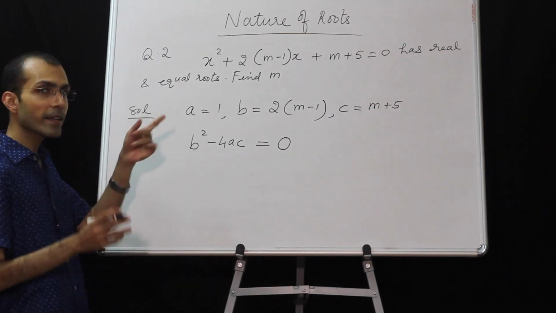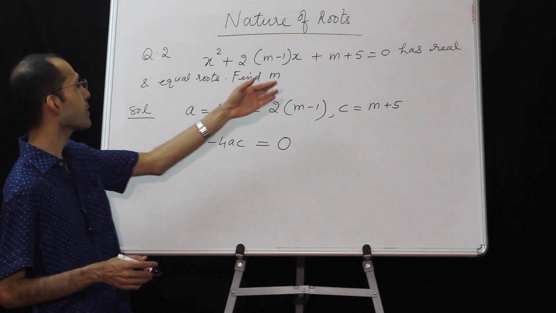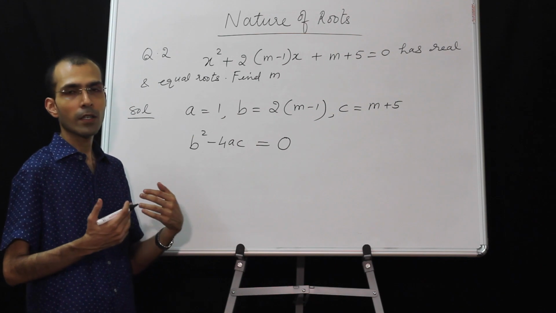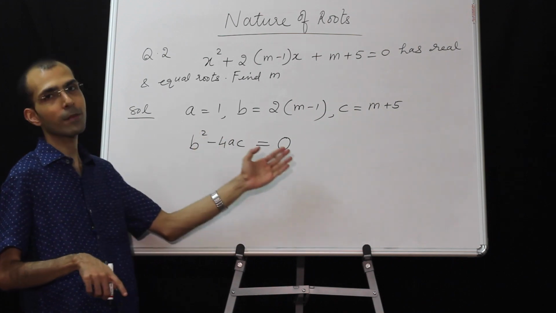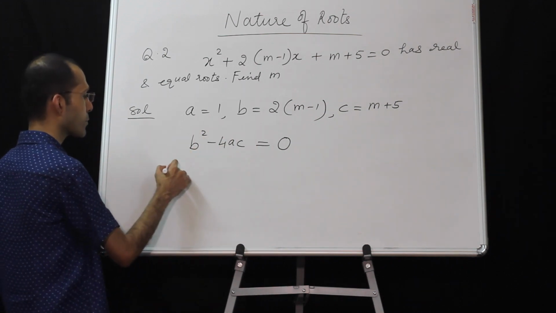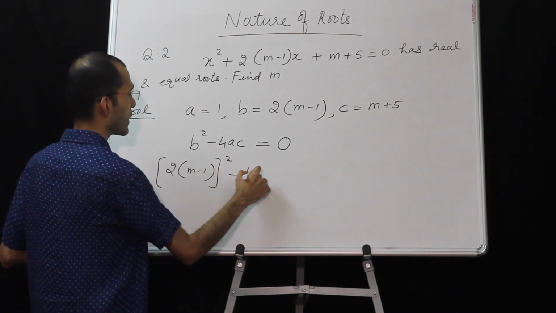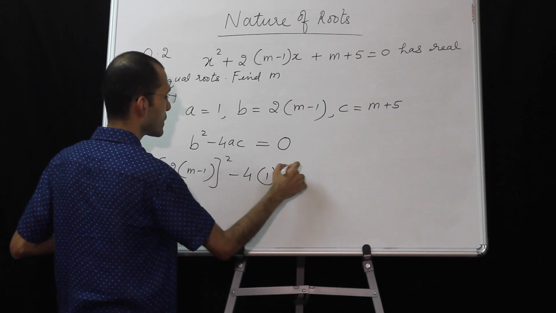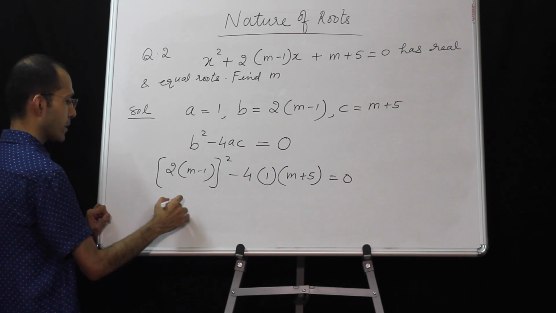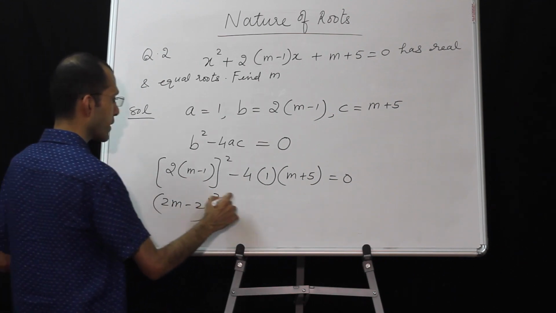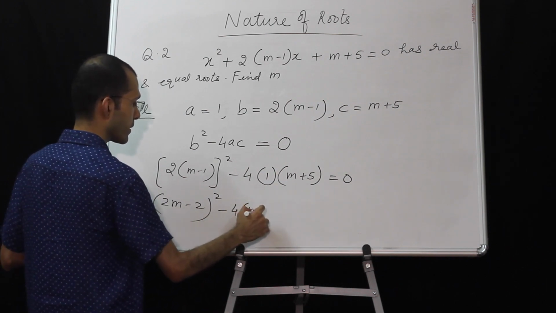The roots are already real and equal, and which was the condition? If b square minus 4ac is 0, the roots are real and equal. So reverse is also true. If the roots are given to be real and equal, b square minus 4ac will be 0. Now simple substitution, twice of m minus 1 the whole square minus 4 into a into c is equaling 0. So it will be 2m minus 2 the whole square, minus 4 into 1 and then multiplied by this.